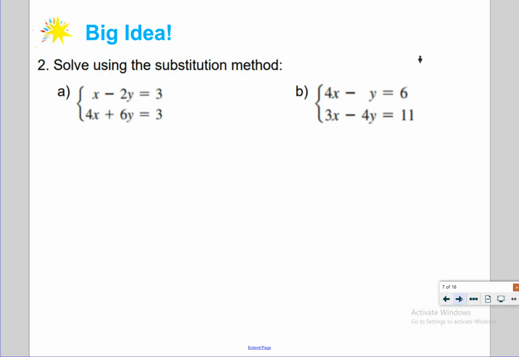Okay. All right. With your partner, try these two. Solve using substitution. And if you want to check it, load up Desmos, so just plug your answers back in.